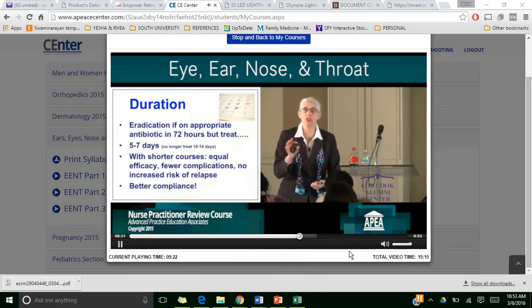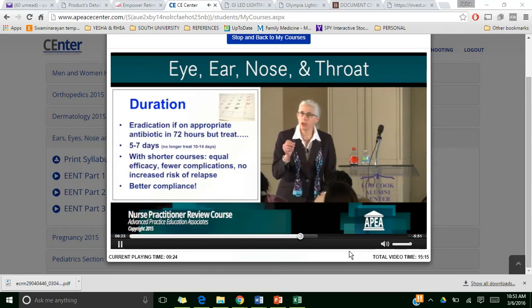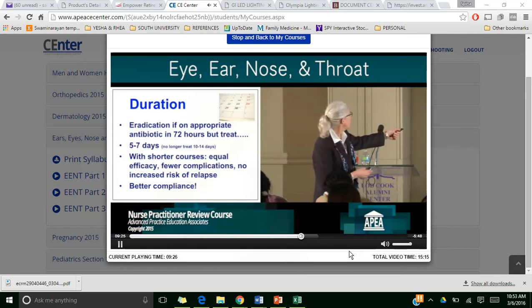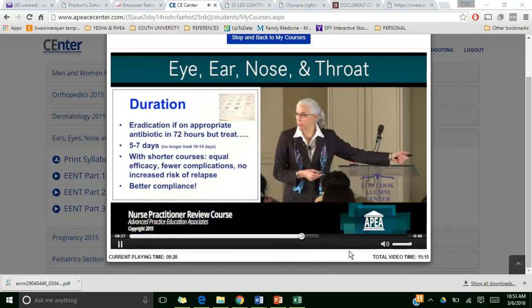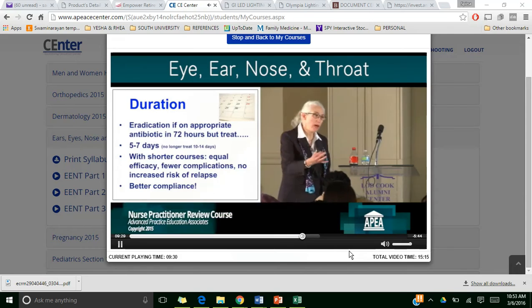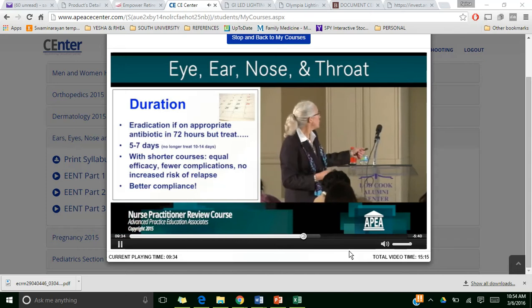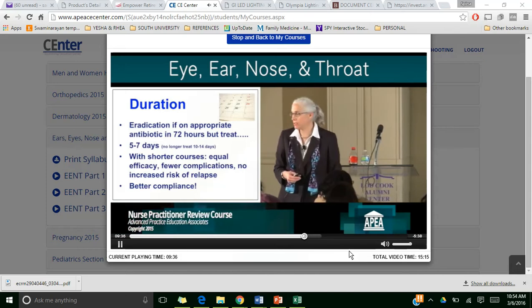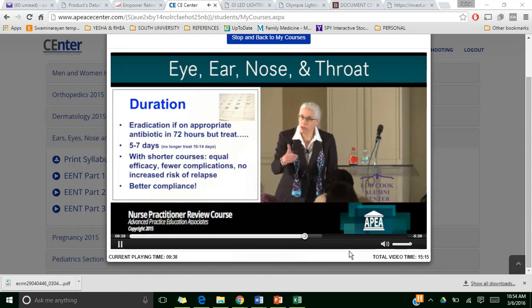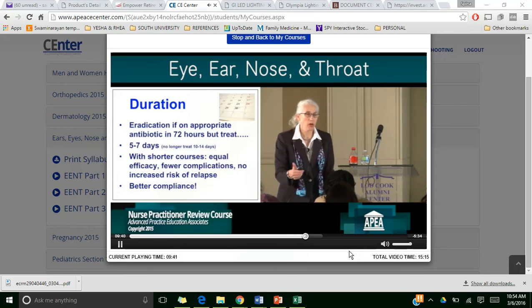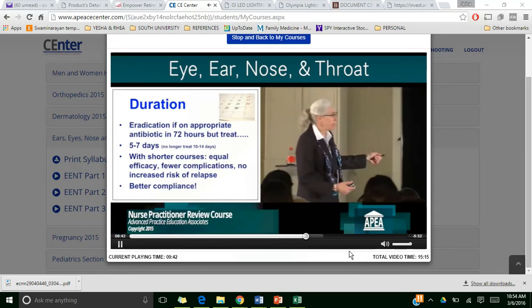So what's so great about 5 to 7 days instead of 10 to 14? We get fewer side effects and complications, we get better compliance, and we get equal efficacy. So man, it is a win-win. So the two big changes, the antibiotic we give, first line is Augmentin. Second big change, how long we give it, no longer 10 days.